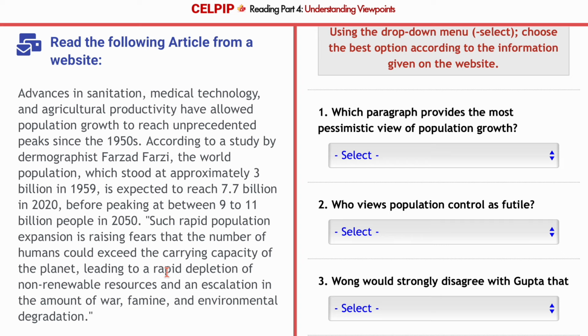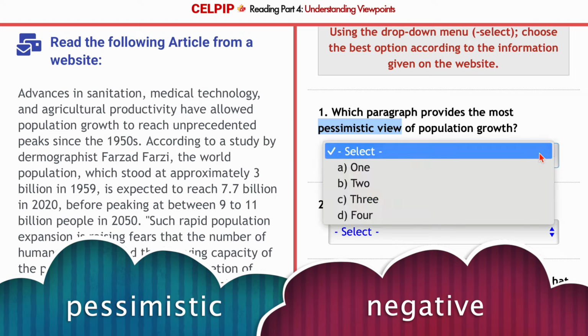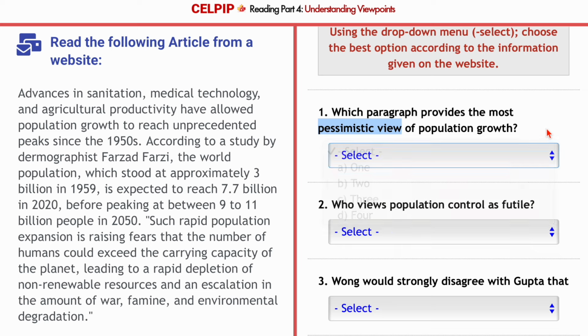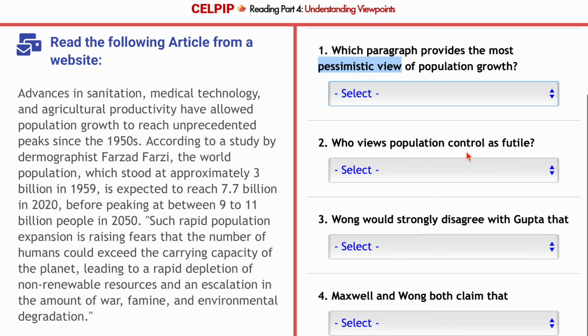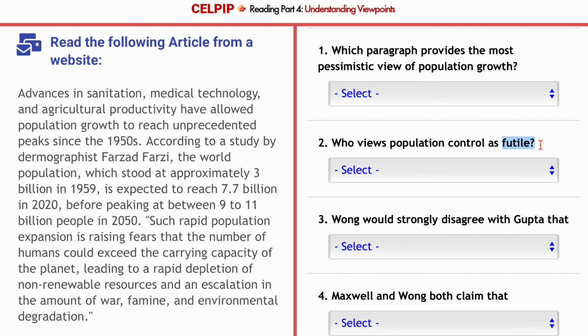Let's look at the questions just to get ready for them. Which paragraph provides the most pessimistic or negative view of population growth? Well, we didn't read the other paragraph, so unfortunately we can't answer that one yet. Who views population control as futile? So population control. So futile. Futile means ineffective. It will not work. Population control will not work. That's futile. Ineffective.